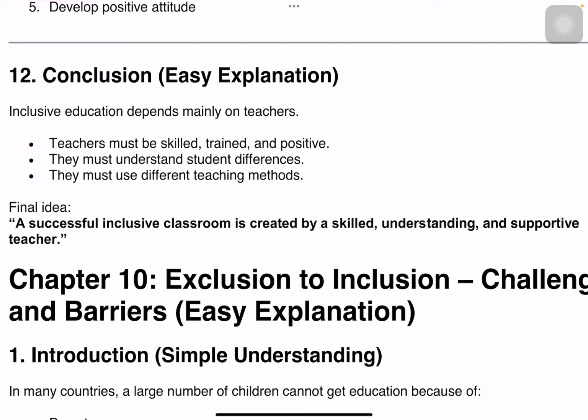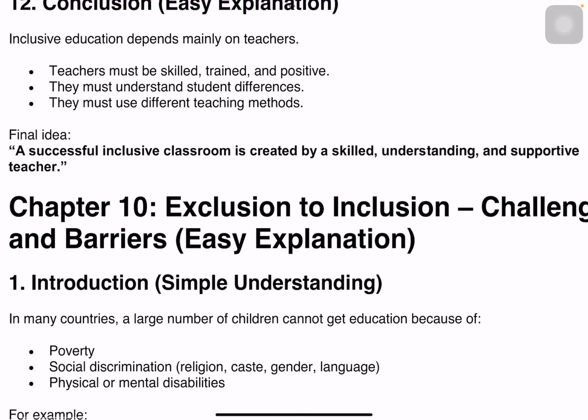Conclusion: inclusive education depends mainly on teachers. The teacher must be skilled, trained, and positive. They must understand student differences. They must use different teaching methods. Final idea: a successful inclusive classroom is created by a skilled, understanding, and supportive teacher.